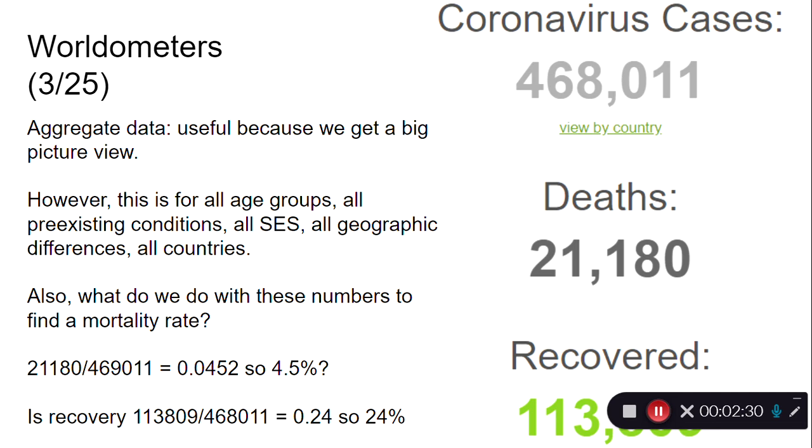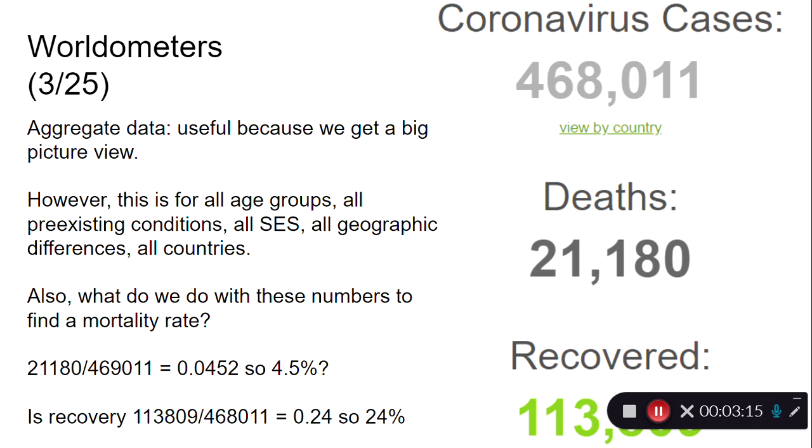So this is a screenshot from the Worldometer coronavirus website. So you see that when I first made this slide on the 25th, there were a little less than 500,000 cases, 21,000 deaths, and 100,000 some odd people had recovered. This is aggregate data. It's useful because we get a picture of the world, what's happening in the world. However, this includes all possible age groups, all possible pre-existing conditions, socioeconomic backgrounds, geographic differences, all countries, and it's time-lagged as well. So how do we use this to find a mortality rate?